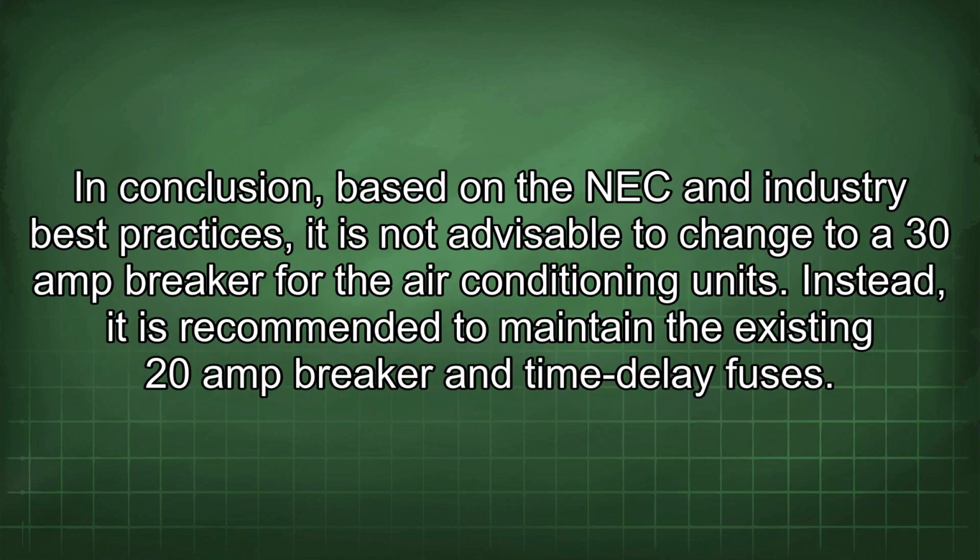In conclusion, based on the NEC and industry best practices, it is not advisable to change to a 30 amp breaker for the air conditioning unit. Instead, it is recommended to maintain the existing 20 amp breaker and time delay fuses.